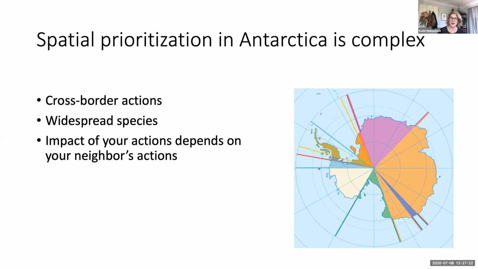And we're also going to have these issues of the impact of what we do, maybe Australia, what we do on our wedges. The impacts are going to depend on our neighbours' actions. So what other people decide to do in the pieces of Antarctica that they have governance over can either bolster the outcomes that we're expecting to get from our actions, or really erode what we thought we were going to be able to achieve. And all of those are going to add a lot of complexity to this idea of spatial prioritization in Antarctica.